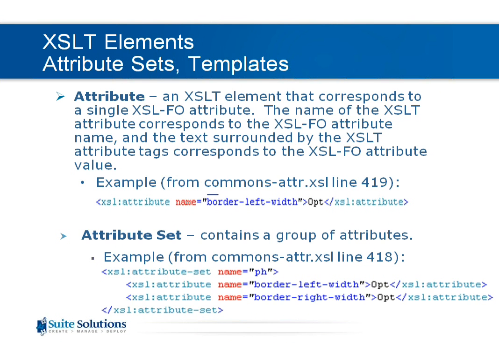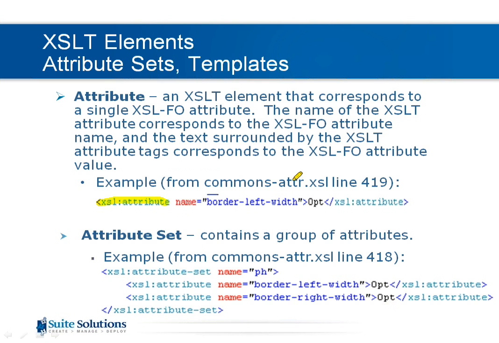Now within an attribute set, we have attributes. This is where we're going to start to get confusing. An attribute is an XSLT element that corresponds to a single XSL FO attribute. So before we get into my complicated definition here, we can look at the example. There's an XSL element called xsl:attribute, and the name of the attribute is border-left-width. It could have been color, it could have been font size, doesn't matter, and it has a value. An attribute set contains the group of those attributes. So I could say for a phrase tag, I'm defining the borders. I could have been defining the font size, the font color, what have you. So basically an attribute set is a group of attributes.